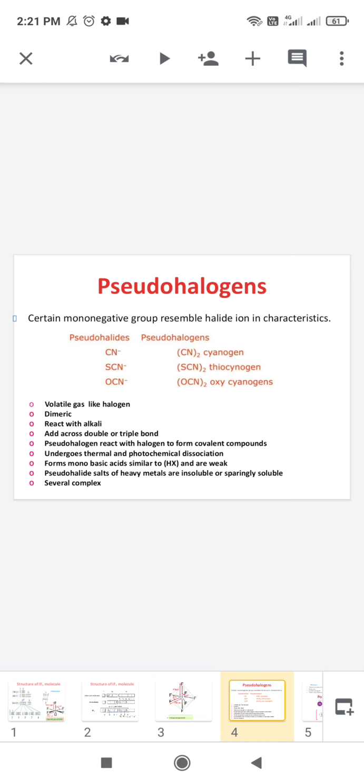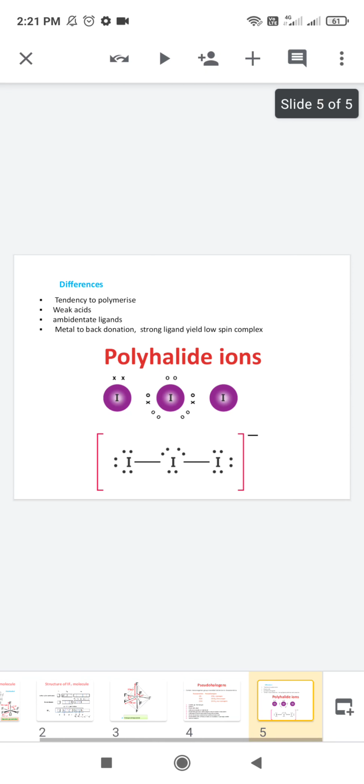And pseudo halogens form monobasic acids similar to the halogen acids HX, and all these acids are weak acids. And pseudo halide salts of heavy metals are insoluble or sparingly soluble in water. And pseudo halogen compounds also form several complexes. Now we are moving on to the differences between the pseudo halogen compounds and halogens. They have a tendency to polymerize, whereas the halides have no tendency to polymerize.